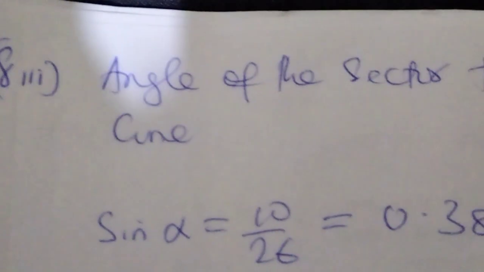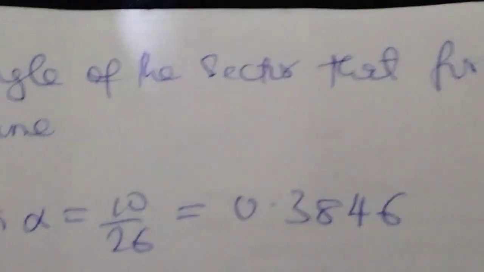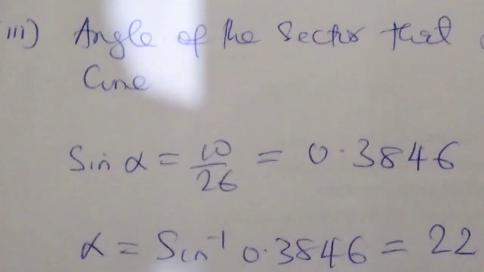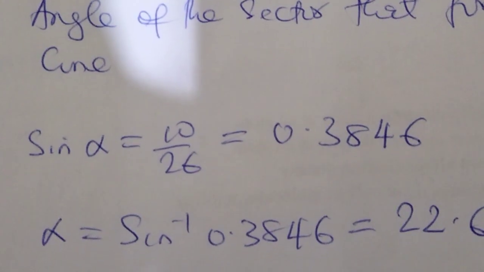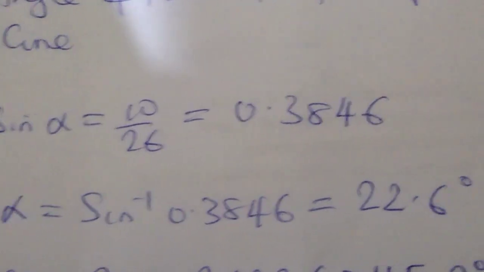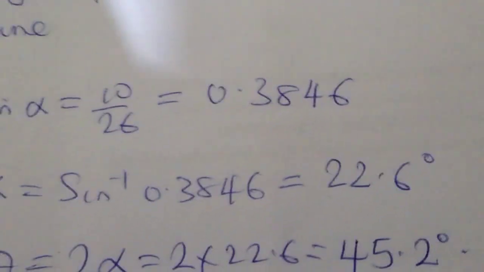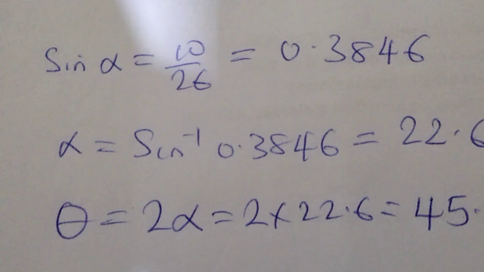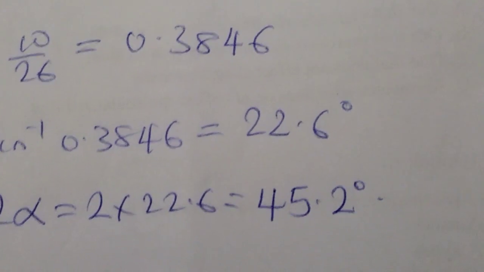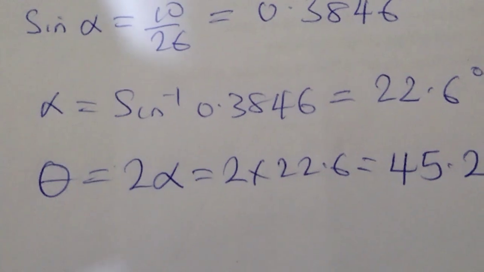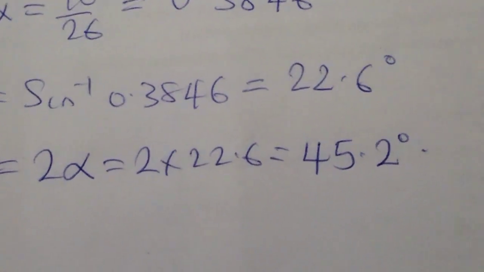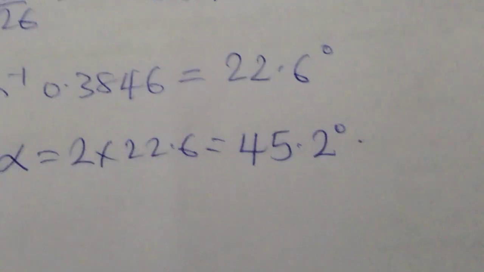So 8iii says find the angle of the sector that is formed by the cone. So from the diagram, we'll find sine alpha using opposite over hypotenuse, 10 over 26. That gives us 0.3846. We'll find alpha, which is the sine inverse of 0.3846. That gives us 22.6 degrees. Then the angle theta, that angle at the center becomes 2 alpha. That is 2 times 22.6. That gives us 45.2 degrees.